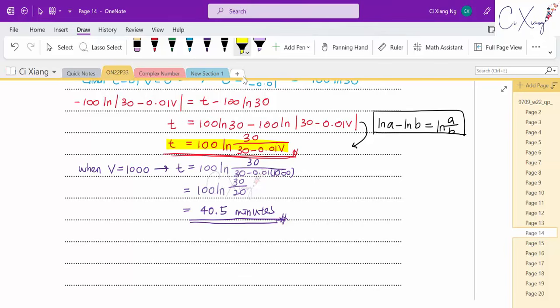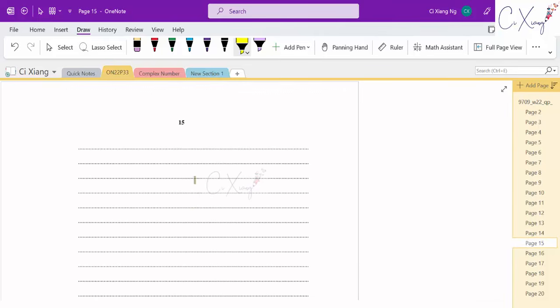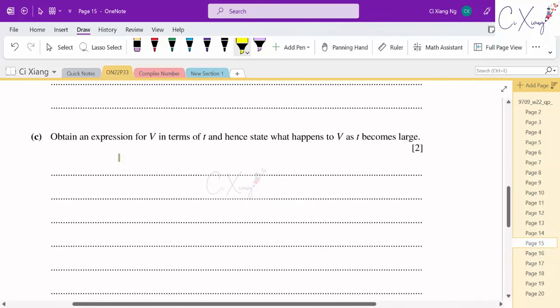So this is how we answer part number 2. Let's proceed further to part 3. As part C here, they want us to obtain an expression for V in terms of t, and hence state what happens to V as t becomes large.